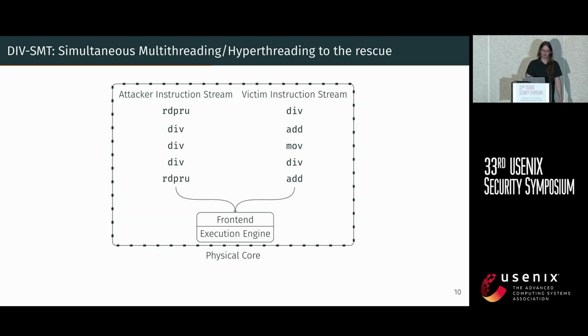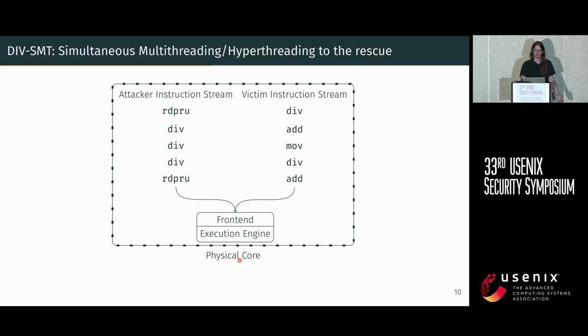So we came up with this new methodology, which we call div-SMT, which is based on simultaneous multithreading, or hyperthreading as Intel calls it, where we are assuming that we are running co-located to the attacker, co-located to the victim that's running the decapsulation algorithm. The victim is running these divisions, and we are also running divisions. And our divisions are competing with the victim's divisions because we are running on shared hardware.